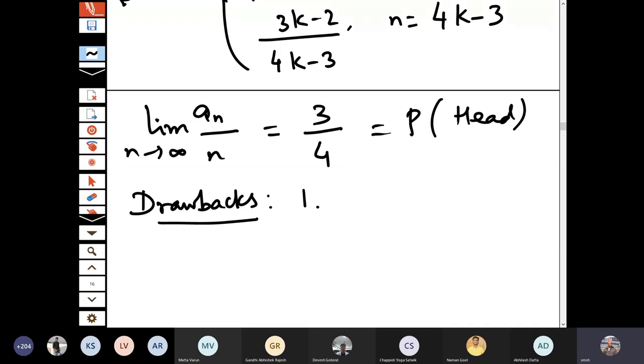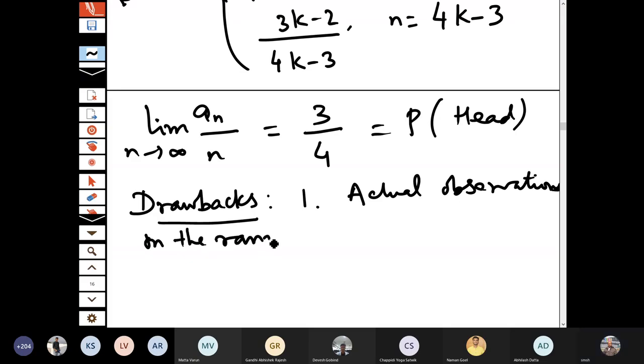So, for example, you can look at the framing of a new law. They will say, okay, we took the opinion of a large number of people, this is the ratio who prefer, so we give this law. But then they might not have done the sampling correctly, and the data may not be actually correct. So, one drawback is that the actual observations on the random experiment may not be available.